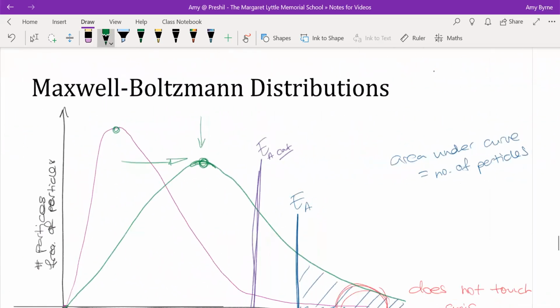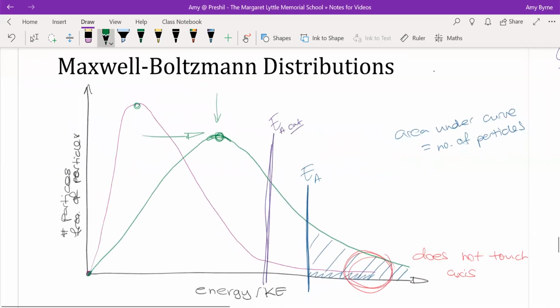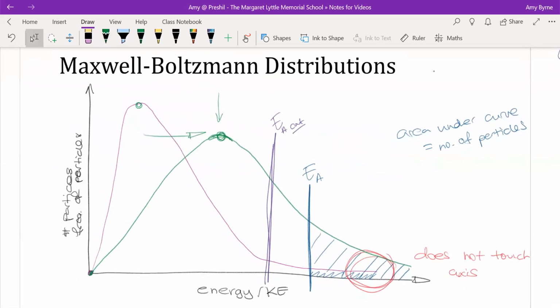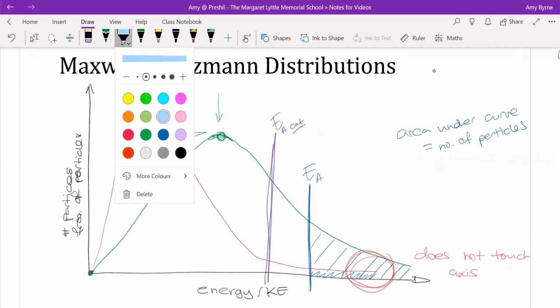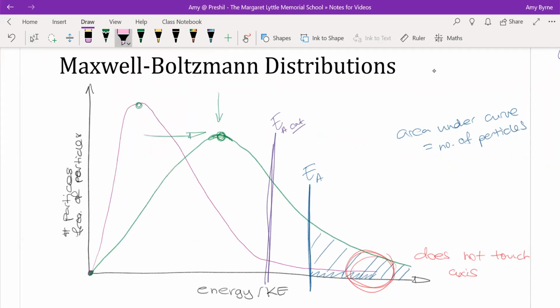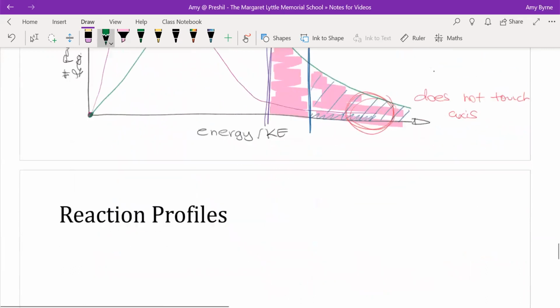Okay, now that we've done that little side, what does that mean in terms of what a Maxwell-Boltzmann distribution looks like? When I've got the activation energy with my catalyst, the proportion of particles that can react is this new part plus all of the ones that were already able to react. The activation energy with a catalyst is this lower line. Make sure you're using some sort of annotation to show E_A-cat versus the uncatalyzed reaction.